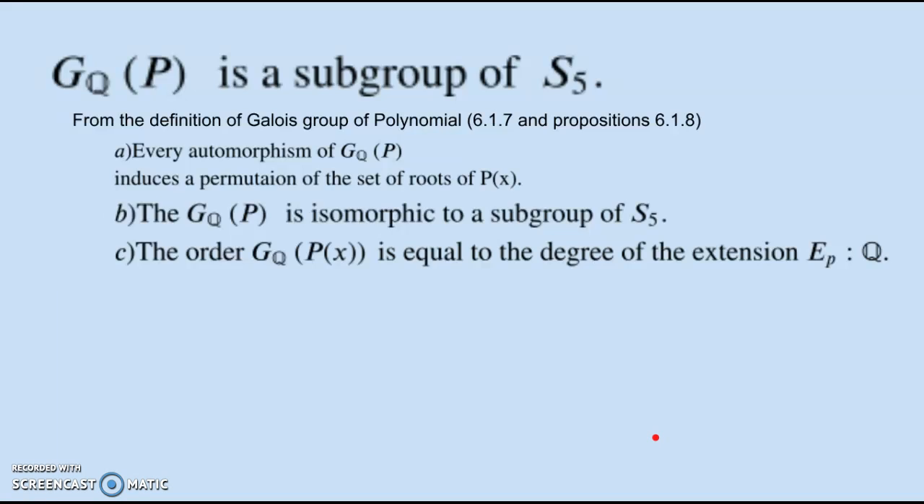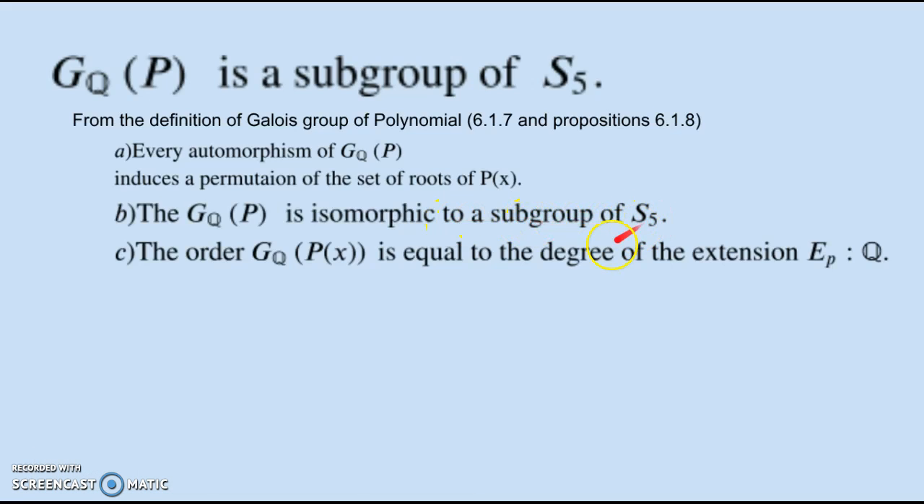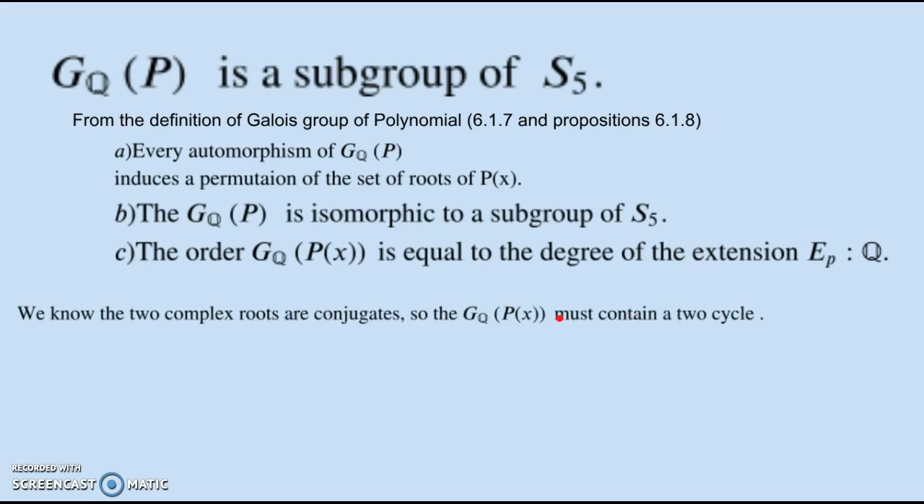If you look back at our definitions from 6.17 and the propositions defining the Galois group, we have these 3 pieces. And what we're trying to show right here is that our group is isomorphic to a subgroup of S5. So what we know so far is that we have 2 complex roots. They are always conjugates, so we know there is a 2 cycle.